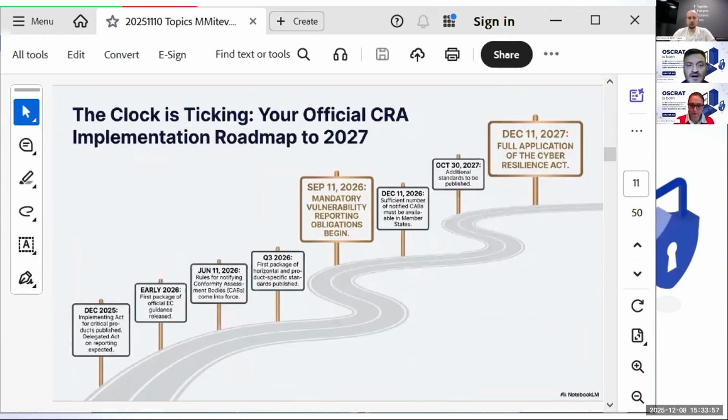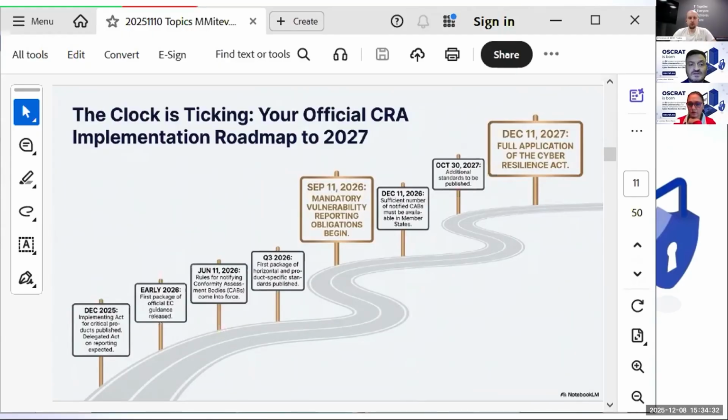This roadmap shows all the major deadlines until full application of the CRA in December 2027. Some key dates: December 2025, the implementing act is published. A delegated act is also expected. Early 2026, the first official guidance from the Commission will be released.